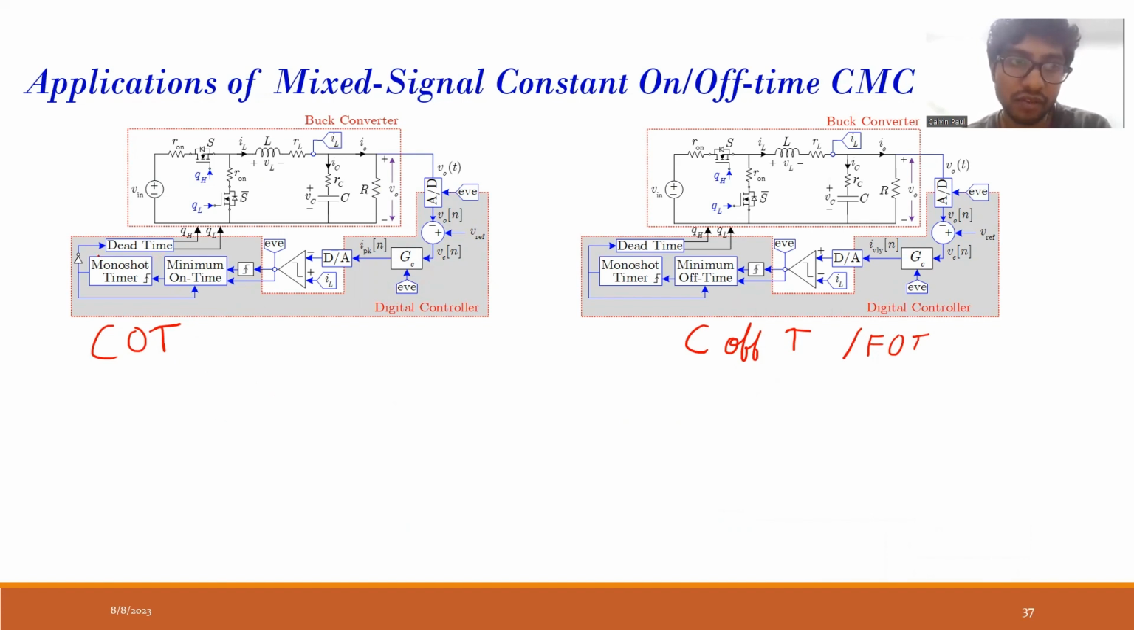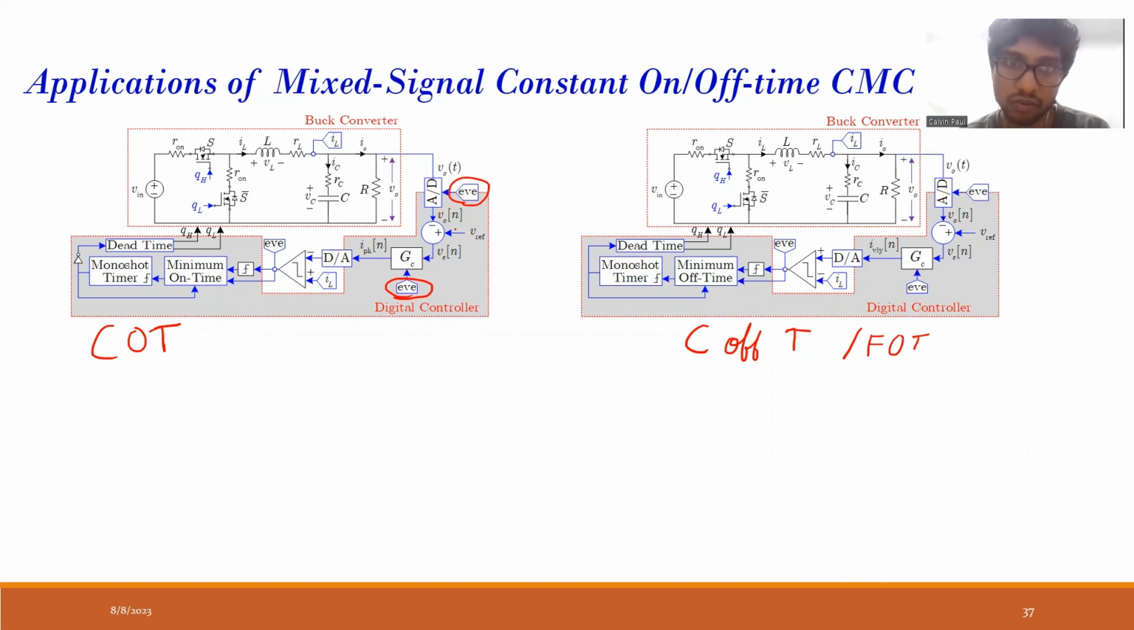What they have is a monoshot timer. The monoshot timer stores the value of the constant on time or the constant off time as per the architecture. And there is something known as an event. Based on that event, I will take the sample. When the inductor current becomes more than the peak value, an event is generated, and that event is used to trigger the ADC to take the sample of the output voltage.